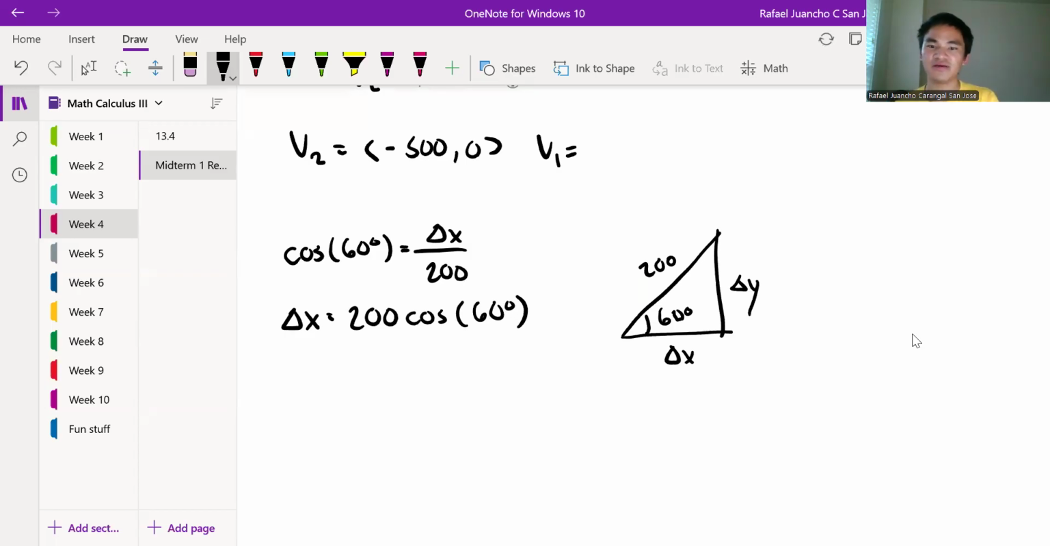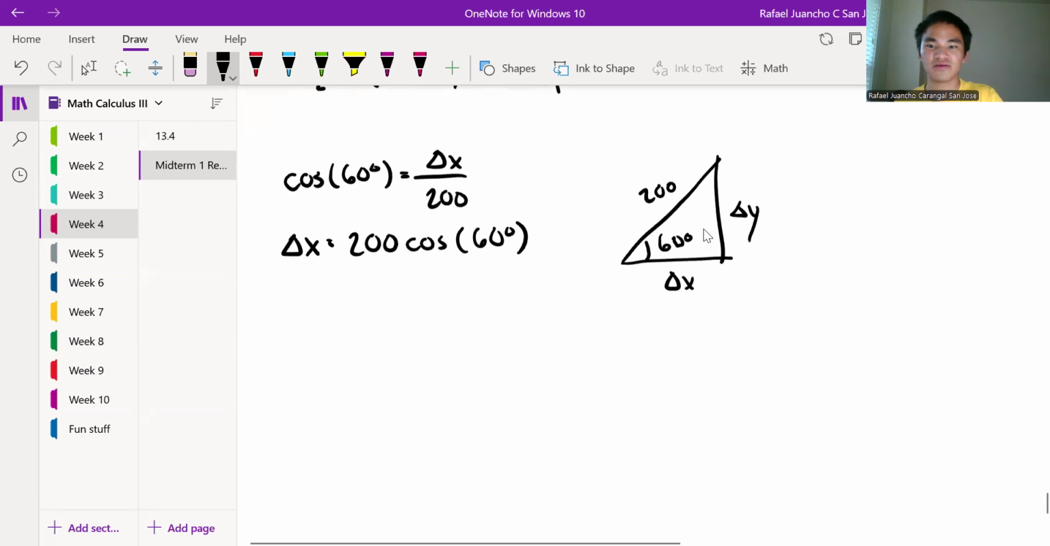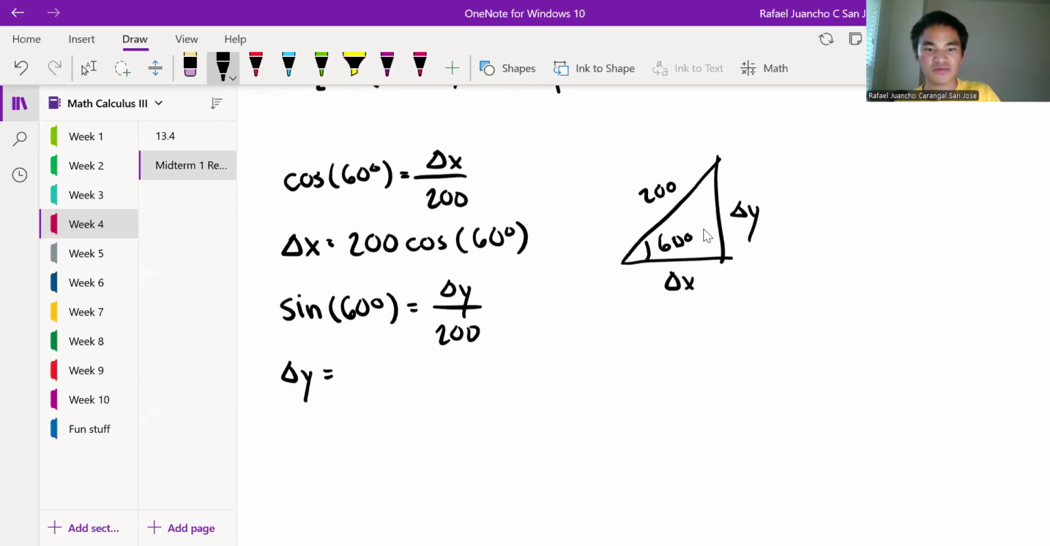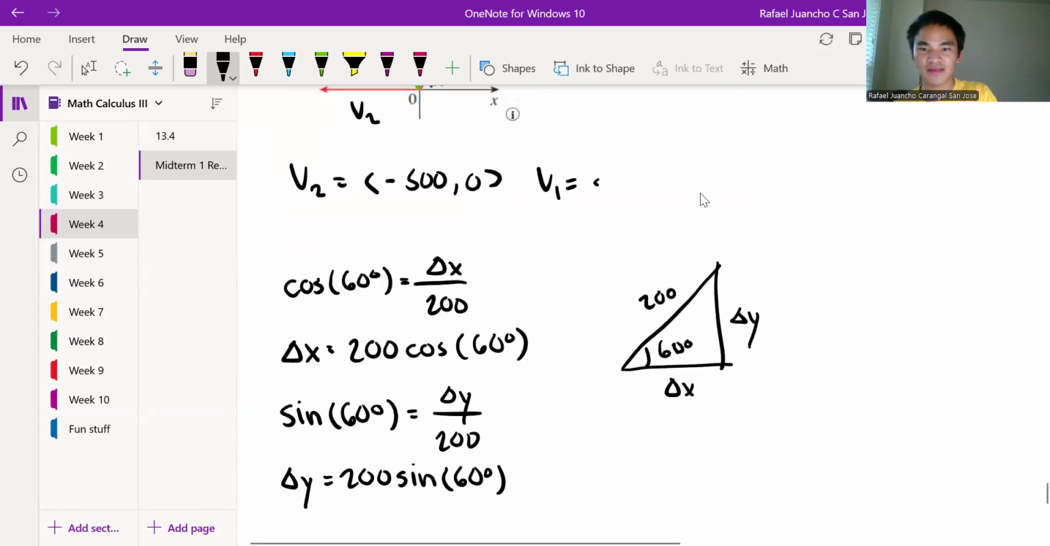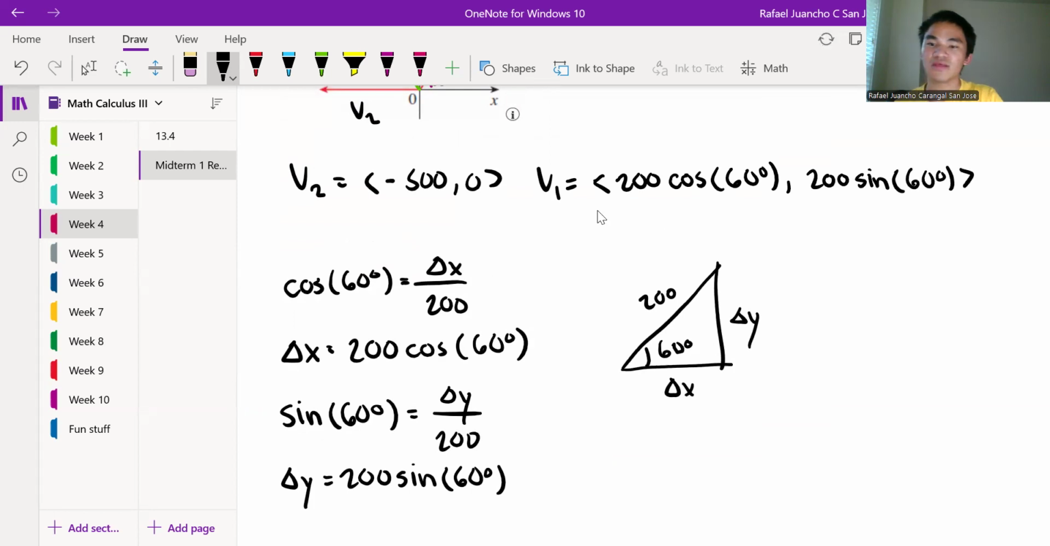And similarly for my y, well, I can say the same thing. Now this is sine of 60 degrees, which is my opposite side. So delta y over 200. And so my delta y is 200 sine 60. So the key here is labeling unknowns. And so my vector here has these guys. Nice.